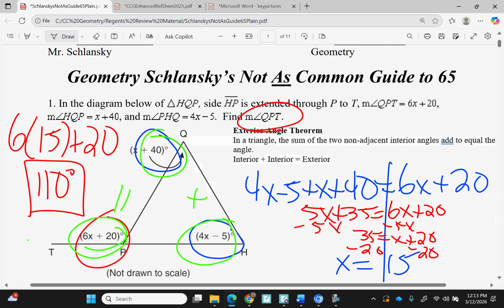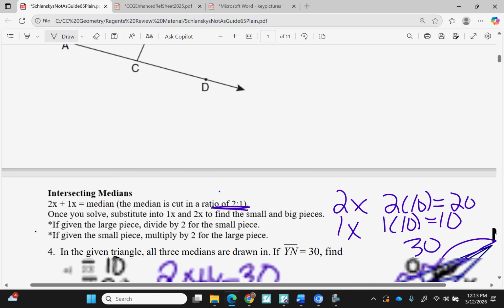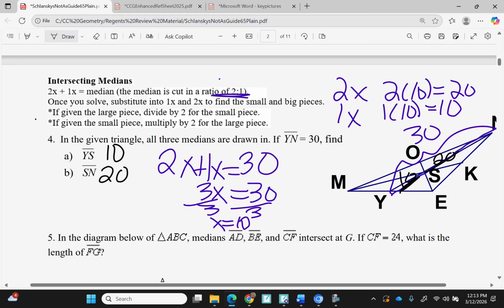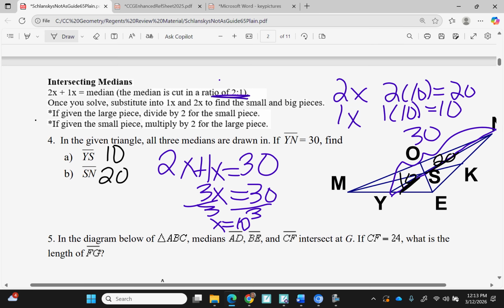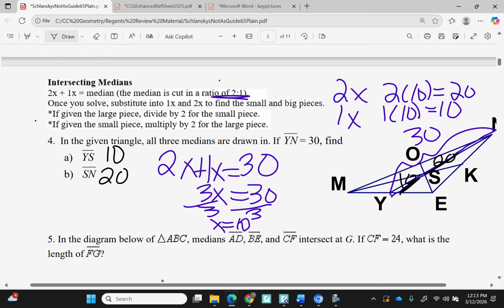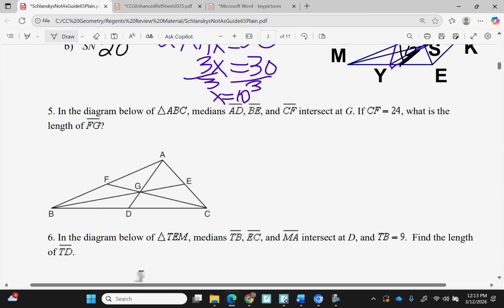Exterior angle, the angles of the interior angles add to equal the exterior angle. When you have intersecting medians, 2x plus 1x equals the median. The small piece is 1x, the big piece is 2x.